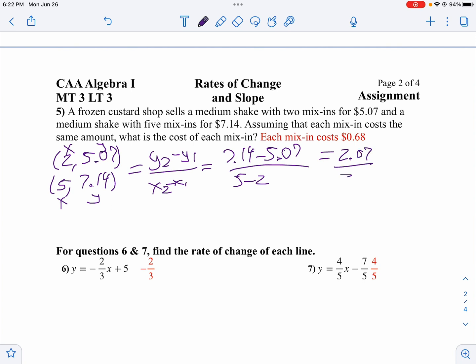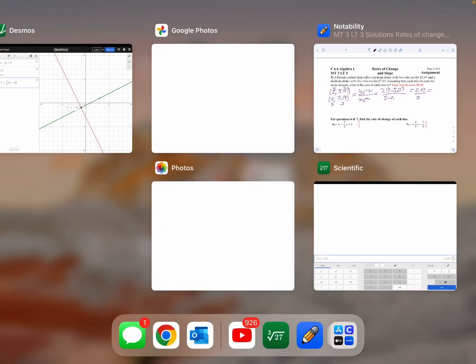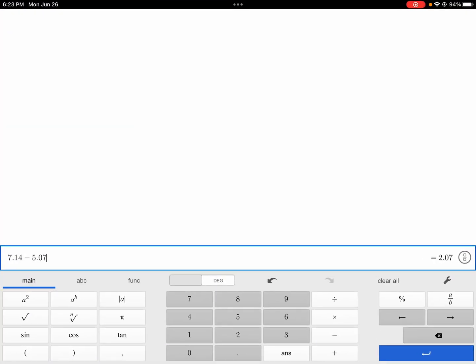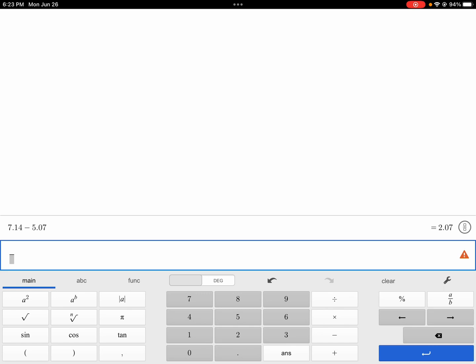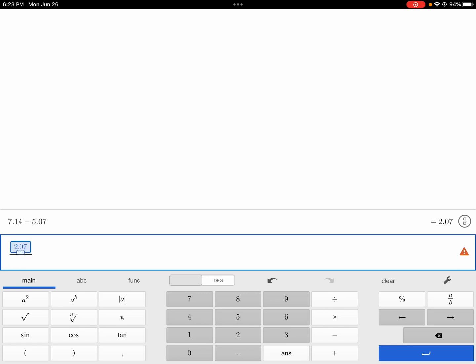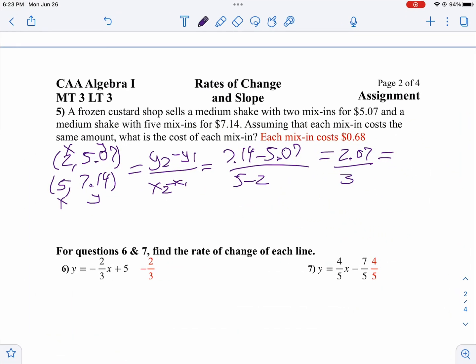And that's a little over 3, isn't it? So then I'll divide my answer by 3. Oops, I've got to type my answer in there. Then divided by 3 gives me 69 cents. I think I had 68 cents there. We'll change that to 69 cents.